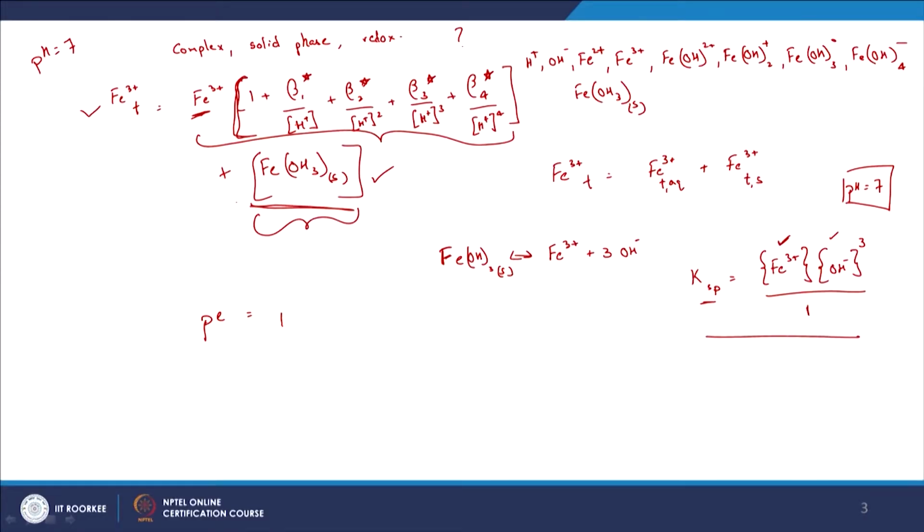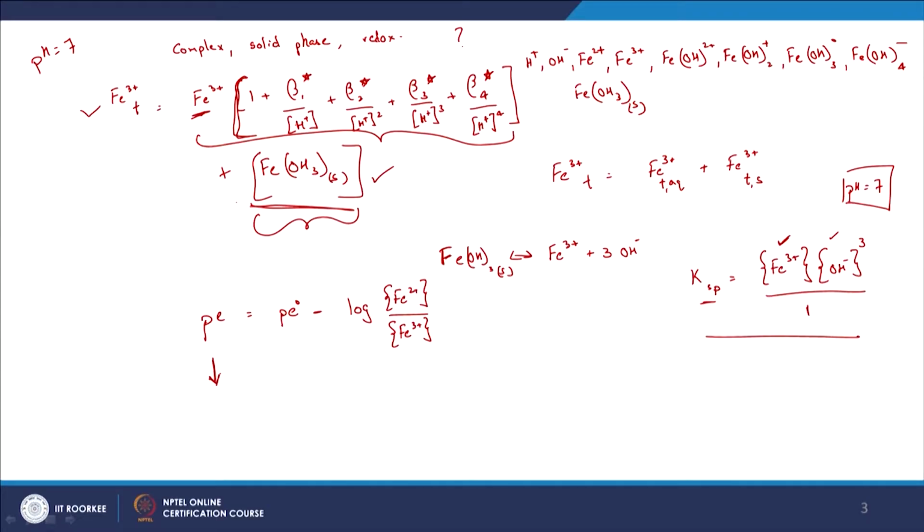Once I do that, I am going to have pe equal to pe naught minus 1 by n, which is 1 electron transfer, times log of the activity of Fe2+ by the activity of Fe3+. So, in effect, what would this lead to? We are assuming that Fe2+ forms no complexes and doesn't precipitate out, which is a decent assumption. And we know that Fe3+ will form a lot of complexes, which we looked at in the previous session. And we also know that it can precipitate out.